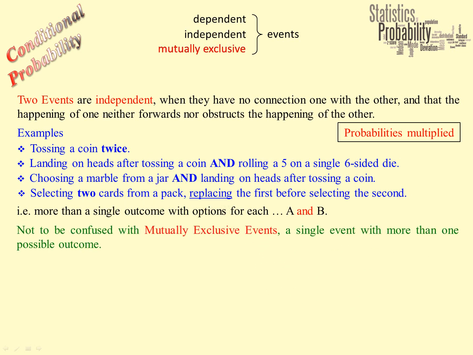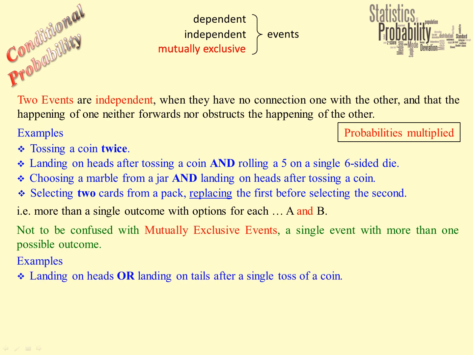Not to be confused with mutually exclusive events, which is a single event. Single event with more than one possible outcome. So I'll repeat that. Independent is more than one event, each with their outcomes, and mutually exclusive is a single event with a number of outcomes.